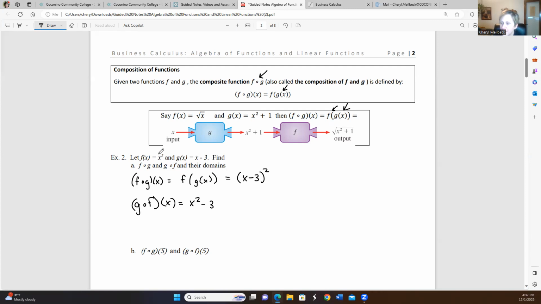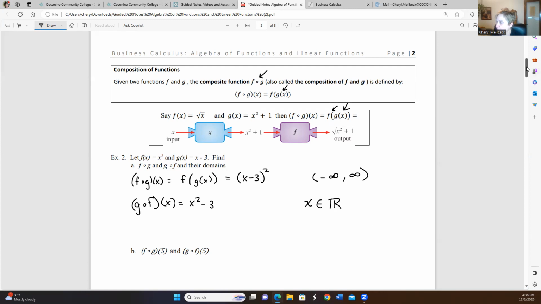Now we're substituting that into a squared function, which likewise has a domain of all reals. So the domain for both of these functions could be written as negative infinity to positive infinity, or sometimes we write it like this, where x is an element of R.